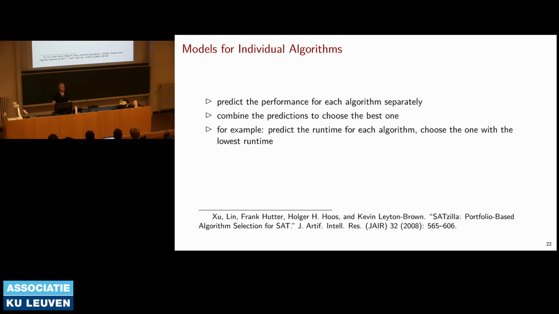And then we, of course, need an additional step after we make predictions, where we take all of these predictions and we combine them to take the best one. And what that means depends on the particular context. So obviously, if I'm interested in optimizing runtime, then I want to choose the one with the lowest predicted runtime. If I'm interested in optimizing accuracy, then I want to take the highest accuracy, and so on and so forth.